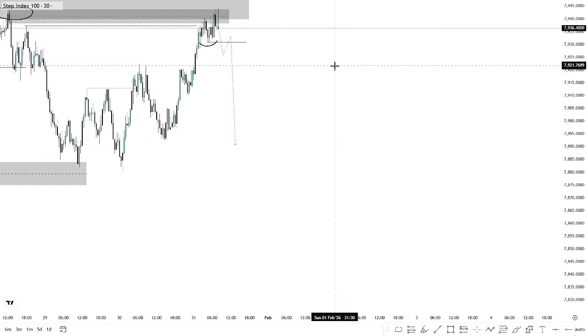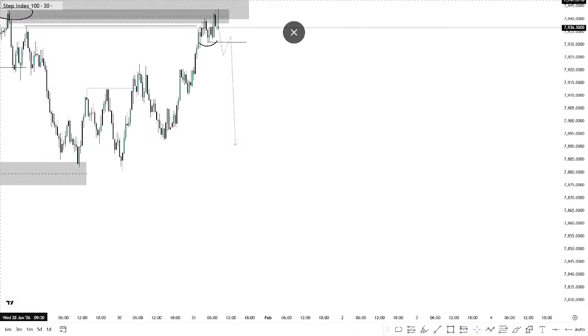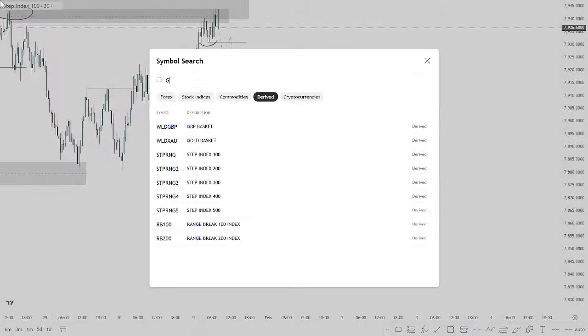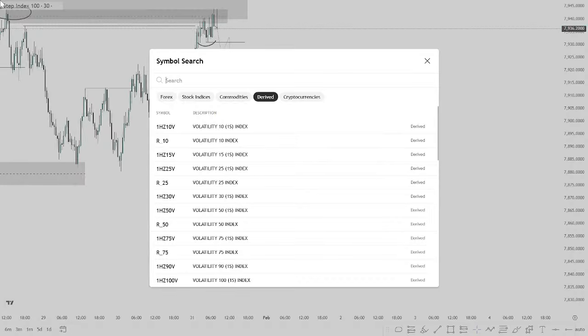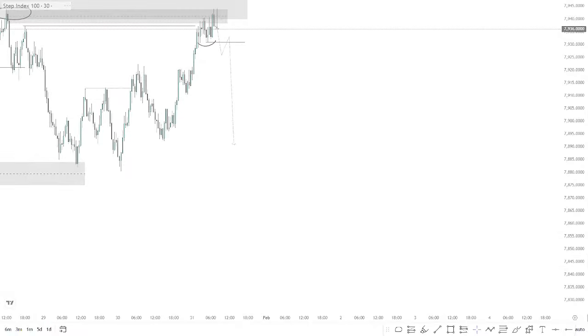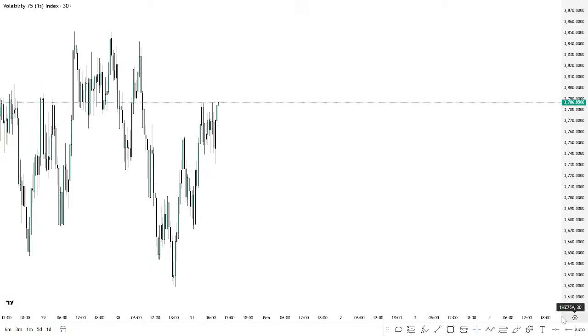So I'm going to be doing just one more asset, guys, and that would be all for today. So let's do Volatility 75 (1s), 24 hours time frame.